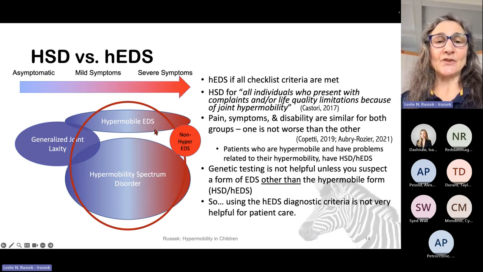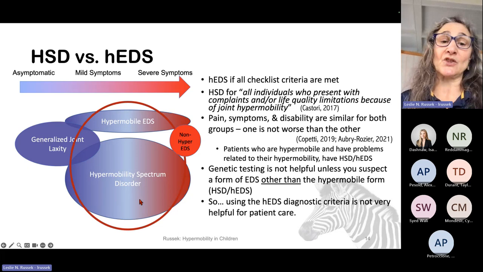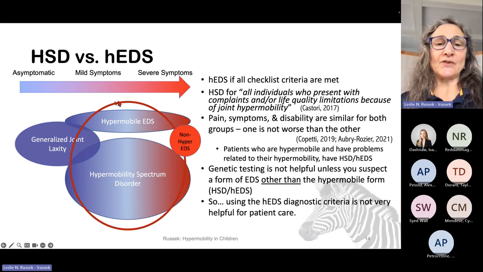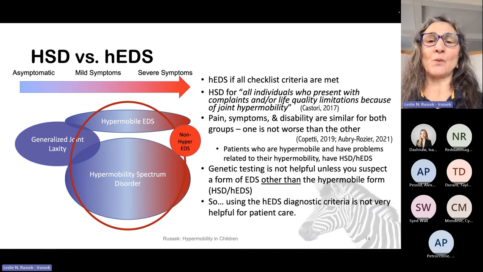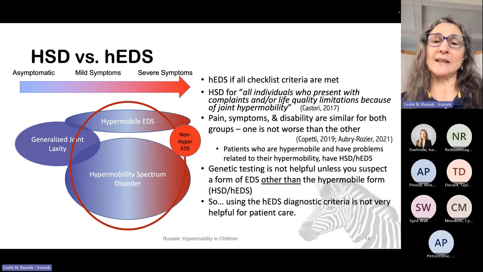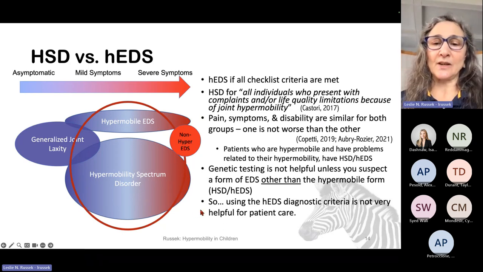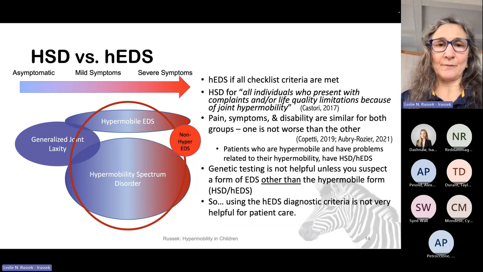In adults, we have that HEDS, the people who meet the checklist criteria, and then we have a much larger group who don't quite meet the checklist criteria, but are hypermobile and are symptomatic. And what's important to realize is that these two groups, HEDS and HSD, clinically look exactly the same. That is, one is not more severe than the other or more complicated than the other. In the clinic, we can't tell these patients apart, and genetic testing is not helpful unless you suspect another type of EDS. So in adults, I actually don't use the HEDS criteria because for me, if they have HSD, that's enough to make my clinical decisions.